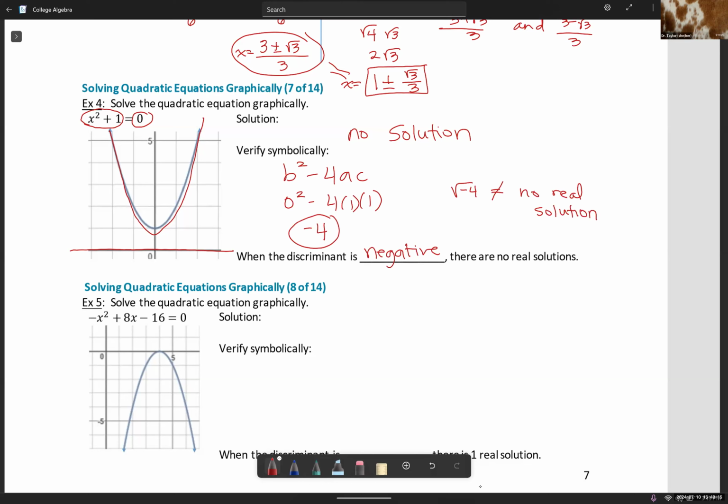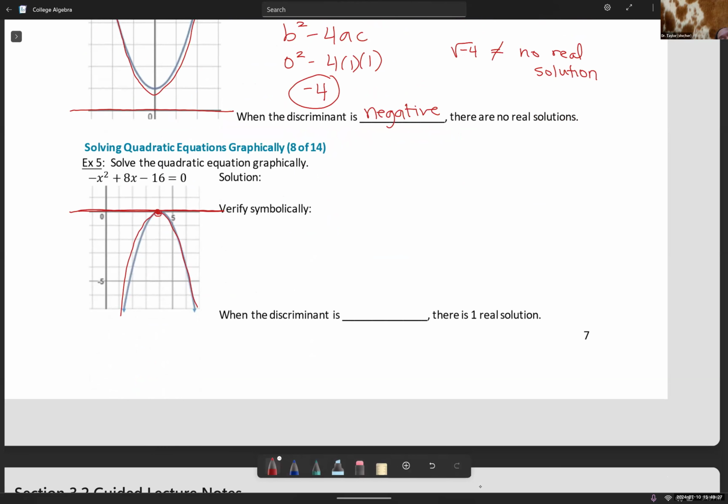Right here, you graph the function, and then you graph the right-hand side. They touch barely right there. So that's one real solution.